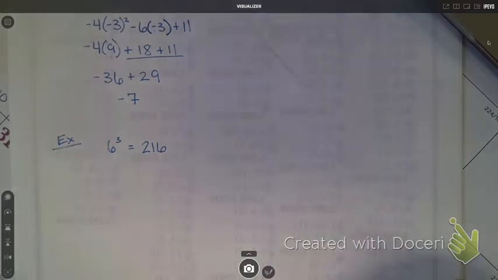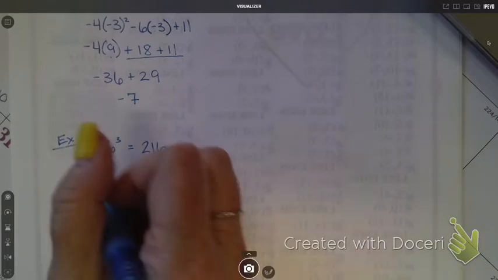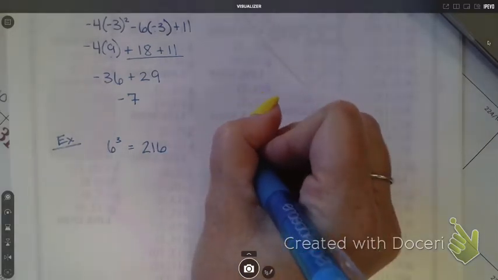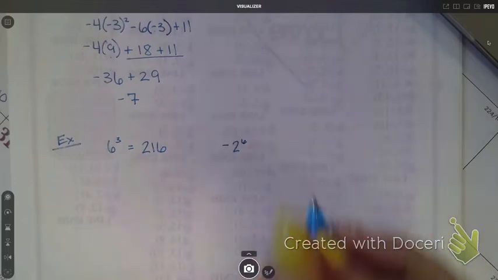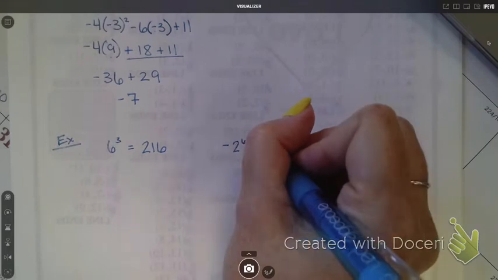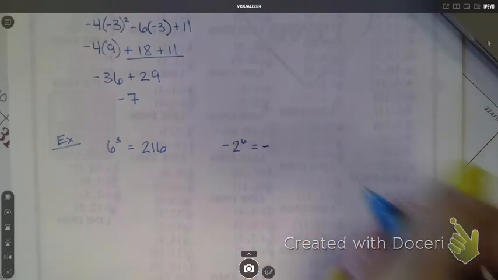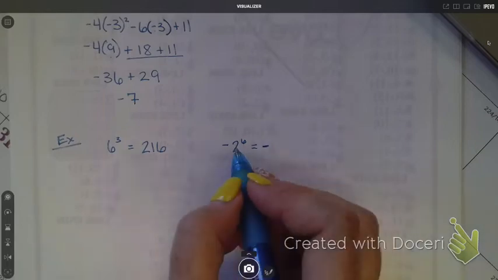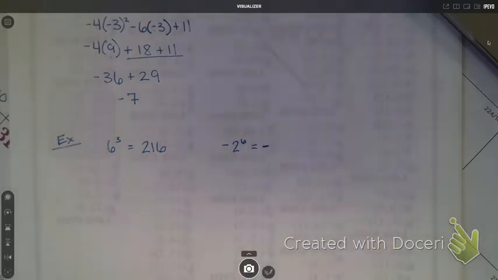Okay, 216. Then I've got negative 2 to the 6th. Now, is there parentheses? No. So my answer is going to be a what? A negative. Yes. Okay, now powers of 2 should be pretty easy.